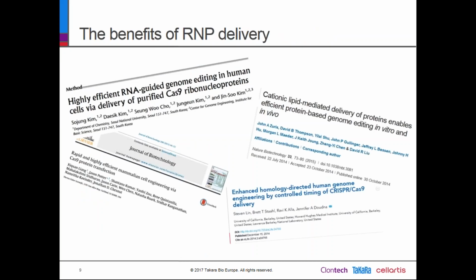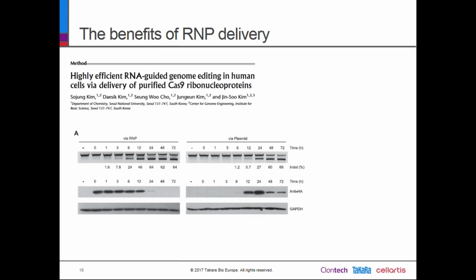It has already been shown in the past by several publications, and I just chose a few of those, that the delivery of Cas9 protein together with the guide RNA has several advantages compared to plasmid delivery, for example. I would like to show you some data from the paper from Kim et al. What the authors did is that they either electroporated Cas9 protein together with a guide RNA, or they did plasmid transfection.